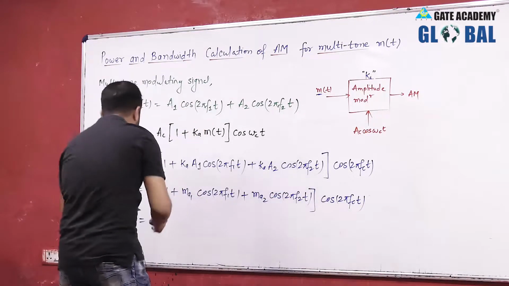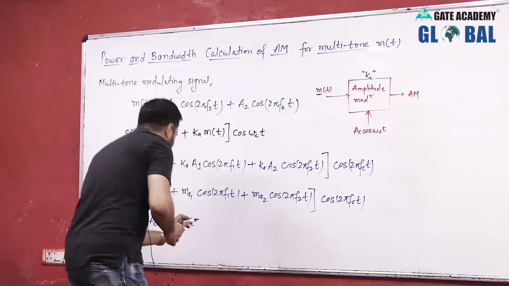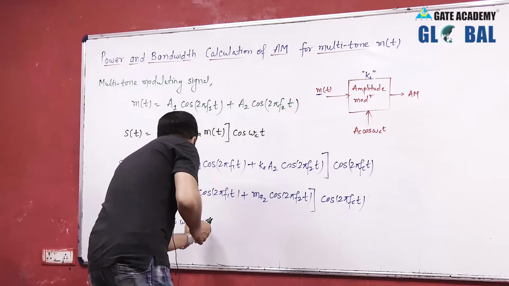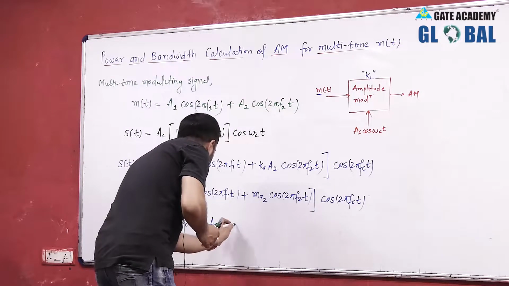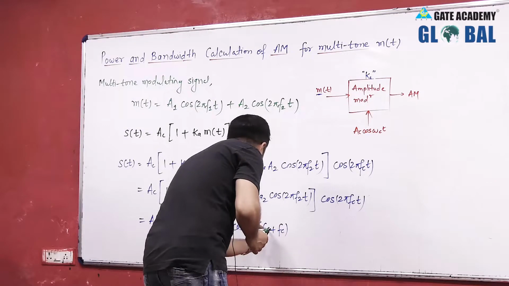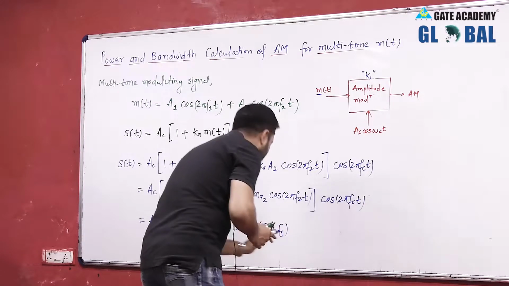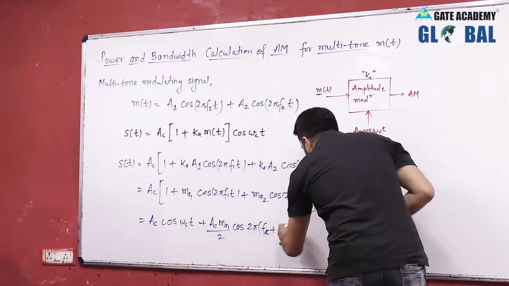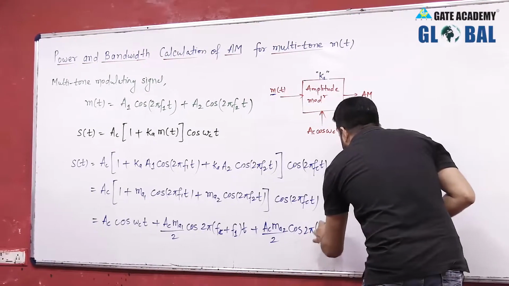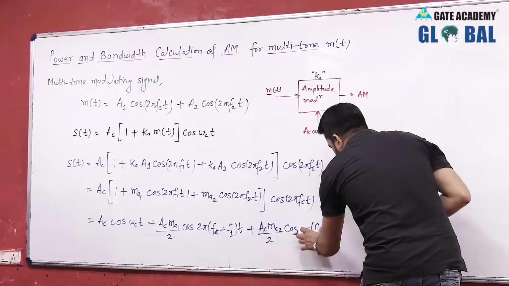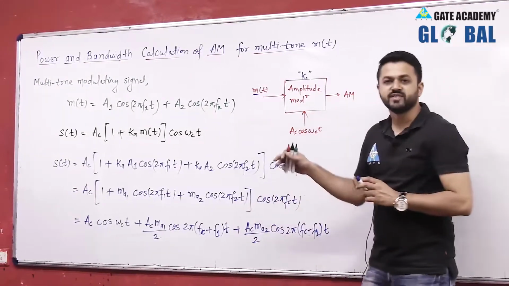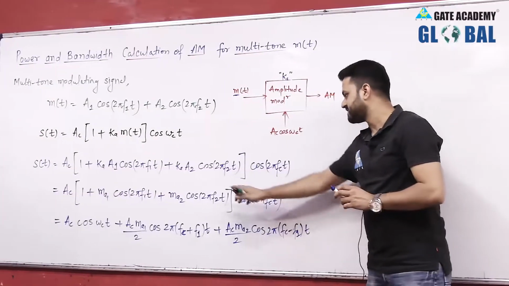Now if we multiply this, we get Ac cos omega c t, and cos A cos B equals 1 by 2 [cos (A plus B) plus cos (A minus B)]. So we get Ac Ma1 by 2 cos (A plus B), so cos (A plus B) will be 2 pi (f1 plus fc), or you can write fc plus f1 because the carrier frequency is higher than f1, plus Ac Ma1 by 2 cos 2 pi (fc minus f1)t. And if we multiply these two, we again get cos (A plus B) and cos (A minus B). So this is the frequency fc and this is the frequency f2.